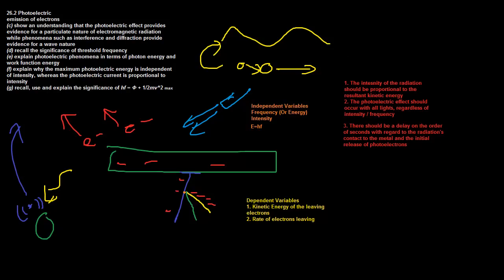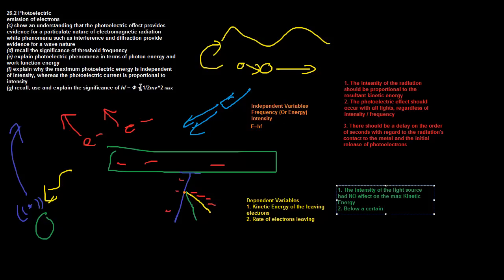But then when they did the experiment, they found out that all of these observations were completely, totally wrong. This is what the experiment showed, which is completely contradictory to what we thought would happen. Firstly, the intensity. The intensity of the light source had no effect on the max kinetic energy. So this was really weird. The more photons we shot at it, the speed at which the electrons left was the same.